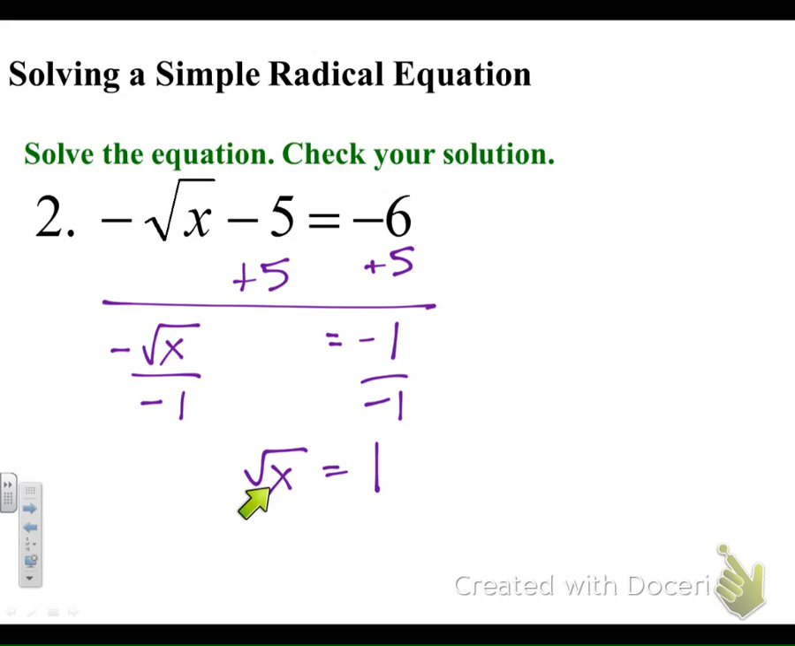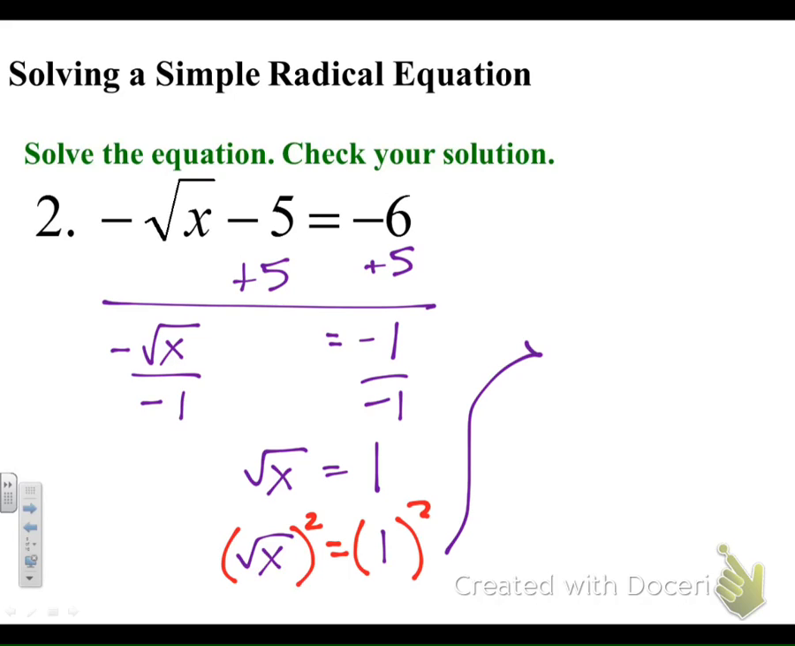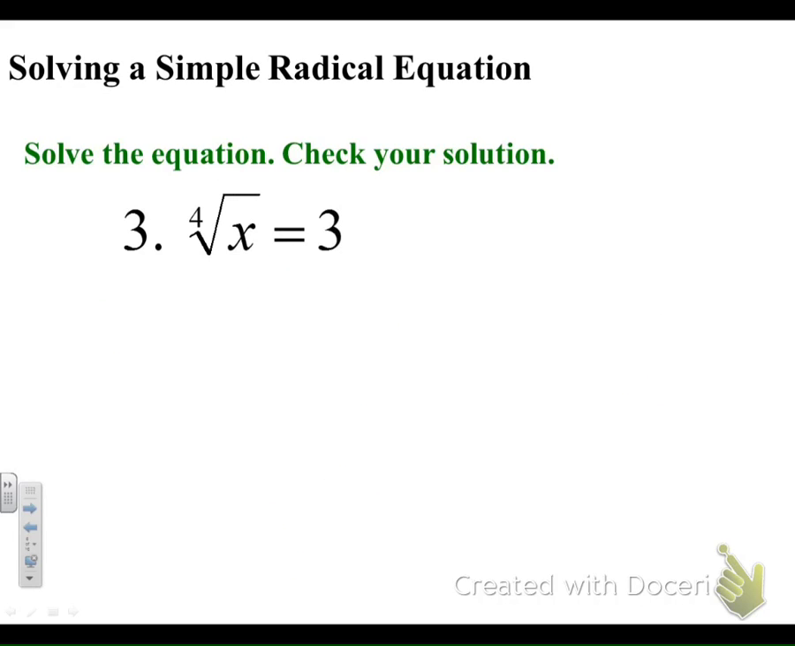It's the last step that, okay, now I have my radical isolated. I can undo that by squaring both sides. If I were to take, well, I'd have to take the square root of 1 first, giving me 1. Negative, since the negative is on the outside, -1 minus 5 is -6. It does check out. Do this one. 4th root of x equals 3.